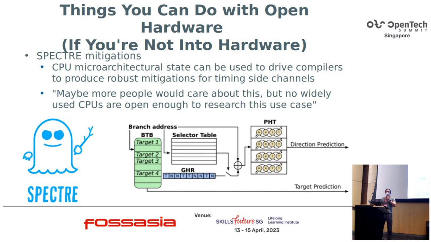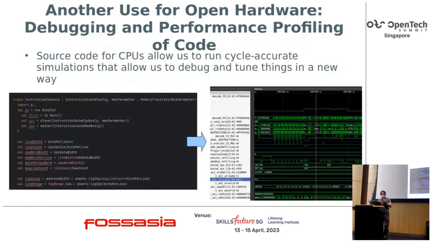But this is still largely a theoretical thing because no CPU that really actually matters that you're using on your lap has that available. But that's something that I think would be interesting to most people. Another thing that you can do with open hardware, it turns out, is debugging and performance profiling of code, which is something that's a little more software relevant, right?